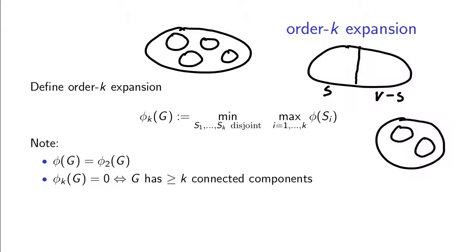In the standard expansion problem, the expansion is 0 if and only if the graph is disconnected. In this more general problem, the order k expansion is 0 if and only if the graph has at least k connected components. Because for this parameter to be 0, it must be possible to find k disjoint sets of vertices, each of them having no outgoing edge, so each of them being disconnected from the rest of the graph. Which means that the fundamental theorem of spectral graph theory can be stated as saying that the order k expansion is 0 if and only if lambda k is 0.